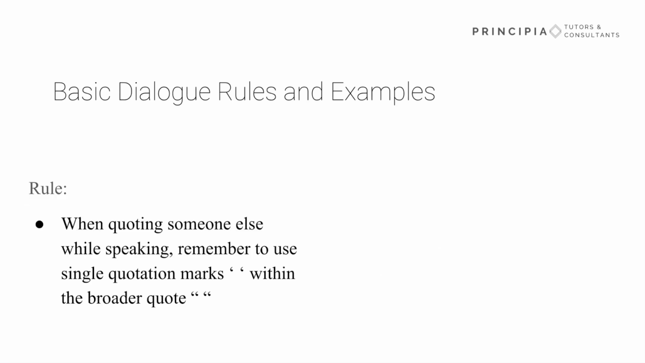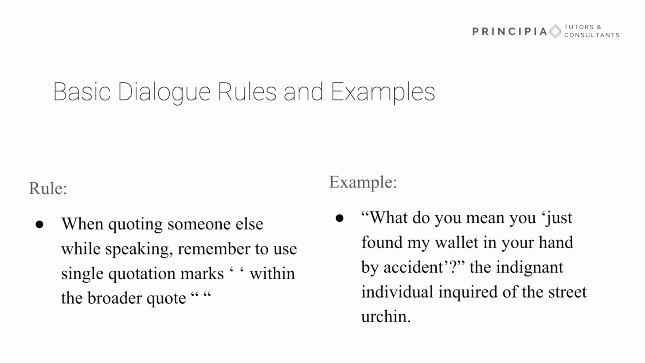Next rule. When we're quoting someone else while speaking, remember to use single quotation marks within the broader quote. So here, with the indignant person starting with, "What do you mean?" the "just found my wallet in your hand by accident" is the indignant individual quoting someone else. So in this instance, the street urchin is being quoted by the indignant individual who is speaking directly.